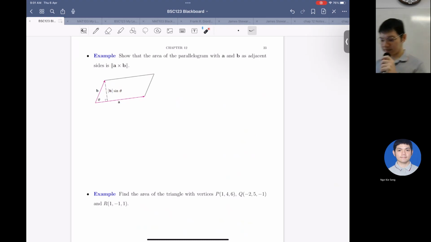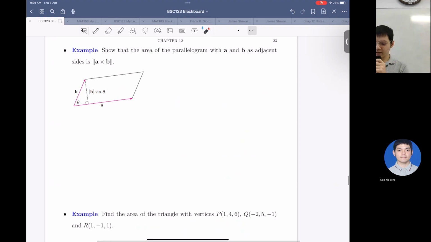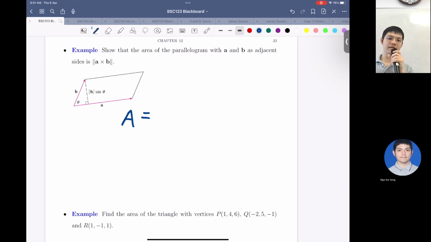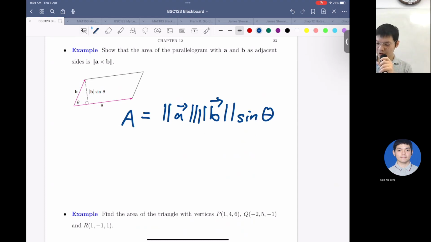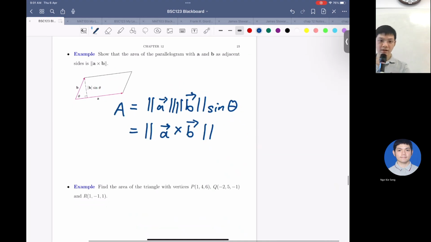How are we going to show this? Do you know the formula for the parallelogram area? It is the length of A times the length of B times sine theta. Just take the perpendicular height multiplied by the base length. This is exactly the formula for the cross product. There's nothing special here.